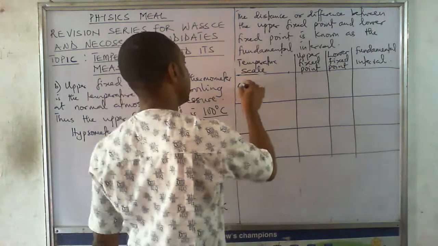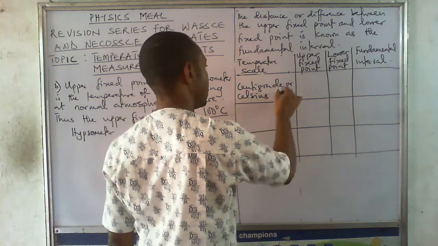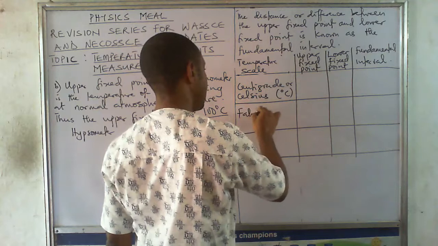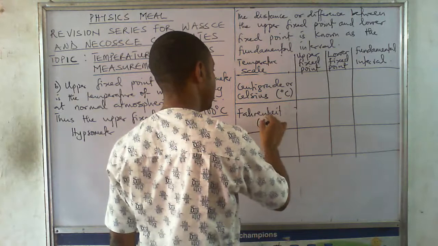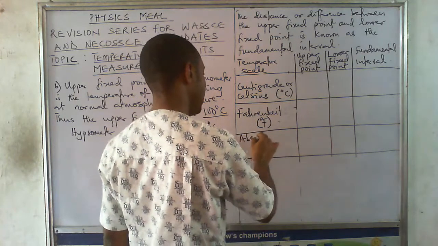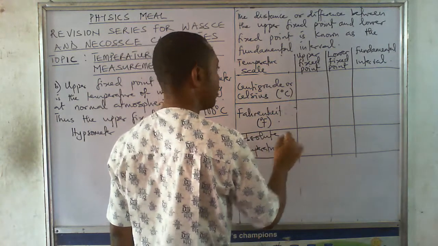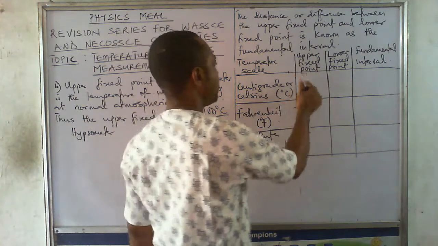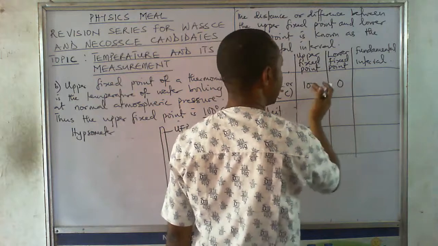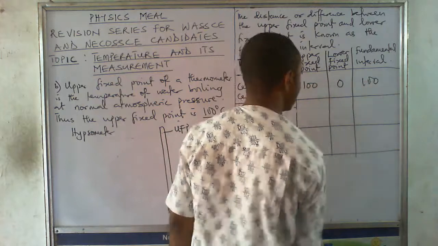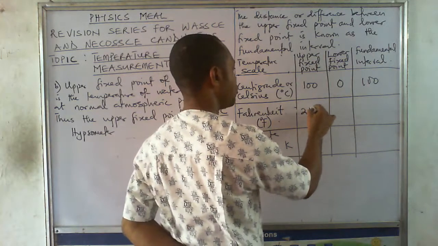So the first is the centigrade or the Celsius, degrees Celsius. The other one is the Fahrenheit, in degrees Fahrenheit. Let me put the unit here, just for space. And the other one is absolute temperature in Kelvin. Now, the upper fixed point here is 100 degrees. The lower fixed point is 0. And then the fundamental interval is the difference between this, and that will give me 100.